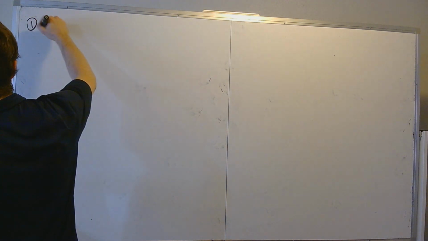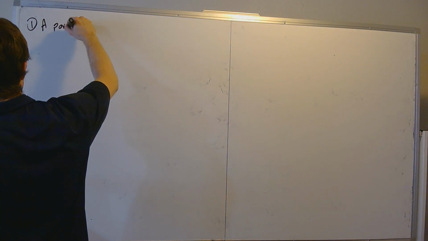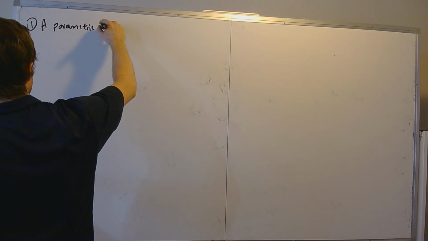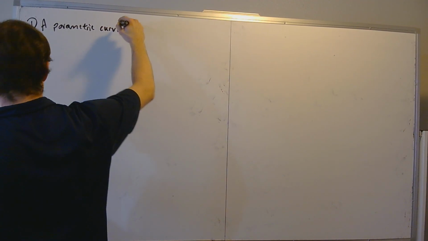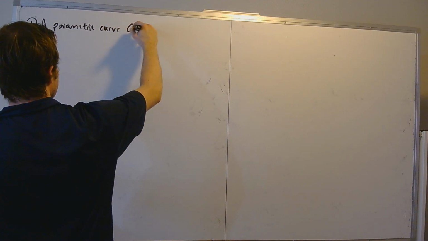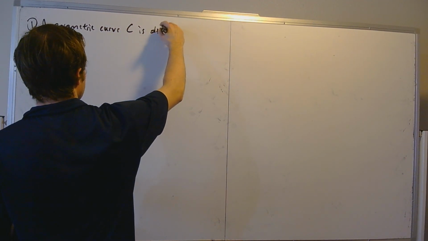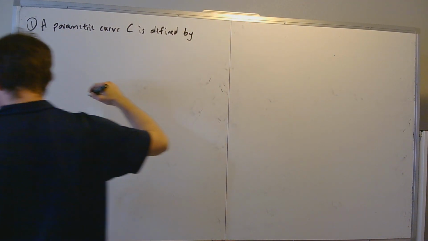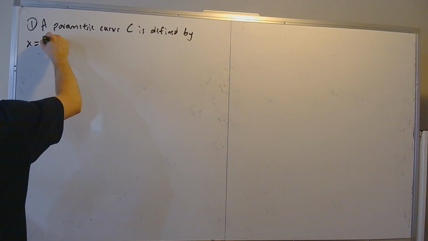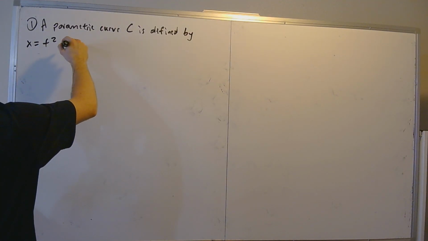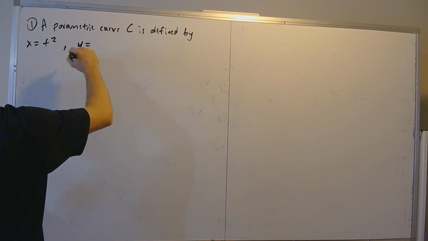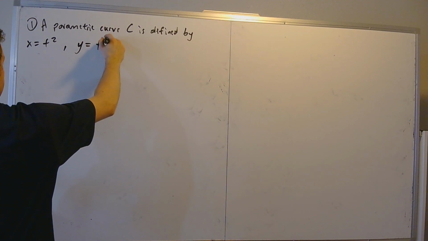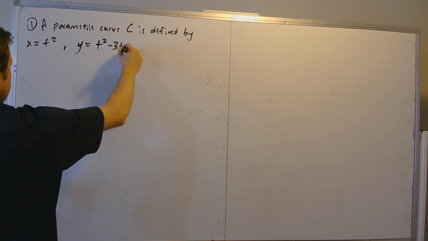Example number 1, a parametric curve C is defined by x equals t squared and y equals t squared minus 3t.